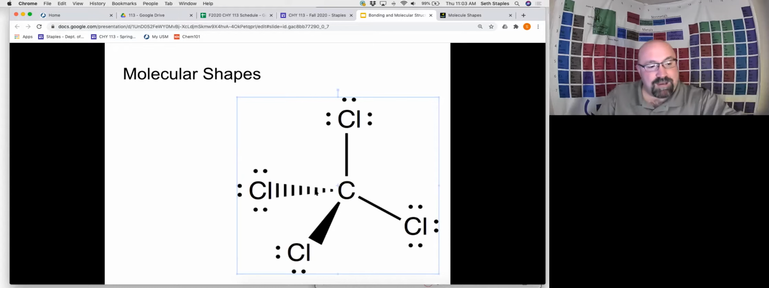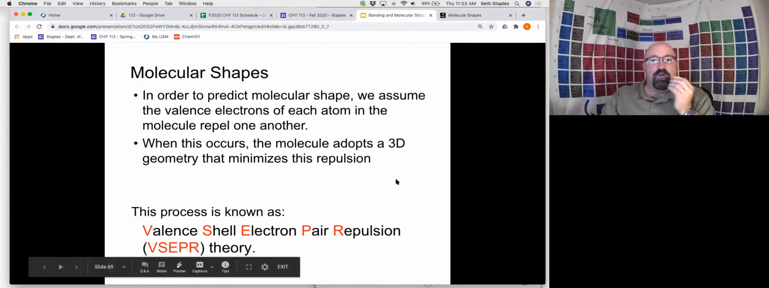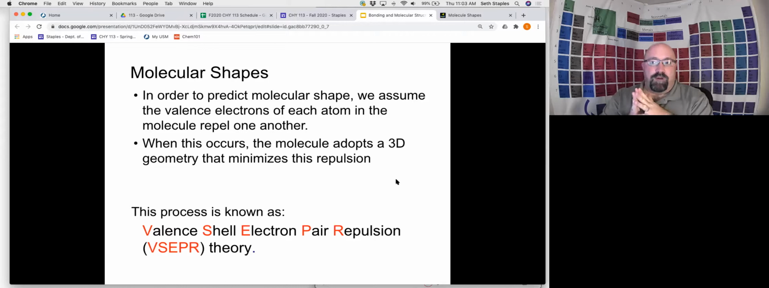And so the question then becomes, okay, well, how do we determine this? How do we actually determine the shape? We use what we call VSEPR theory, valence shell electron pair repulsion. And so maybe the question you're asking yourself, or hopefully a question you're asking yourself, is, okay, well, how come? Why does something like methane or carbon tetrachloride adopt this shape?